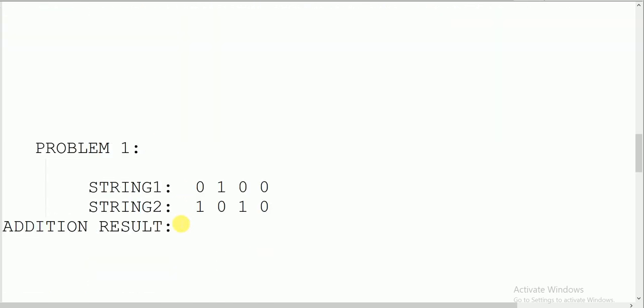Now let's get into the problem set. Problem 1, we have 2 strings here. Now, of course, I'm sure you guys would know, and if you don't, there's no problem. I'm going to tell you that we solve binary addition from the right, of course. So the rightmost bits are 0 and 0 with no carry, so it's a 0.